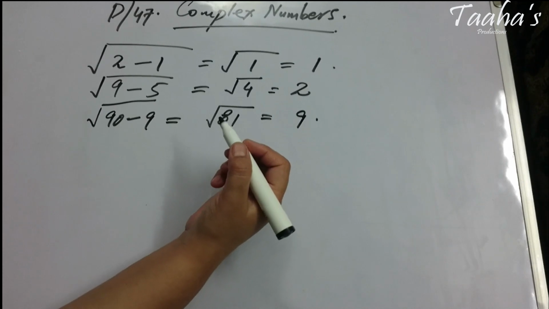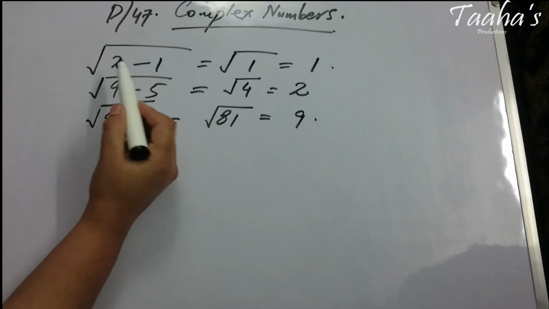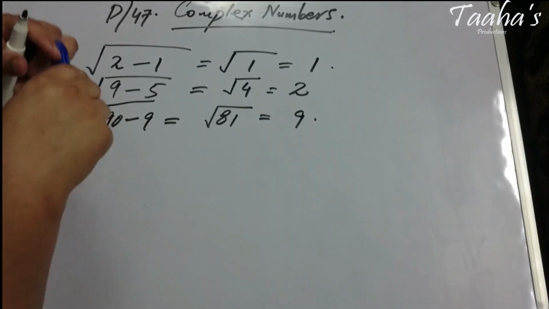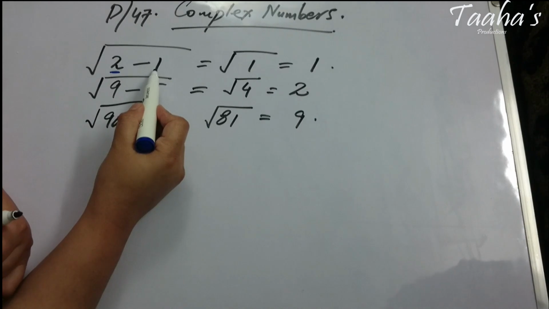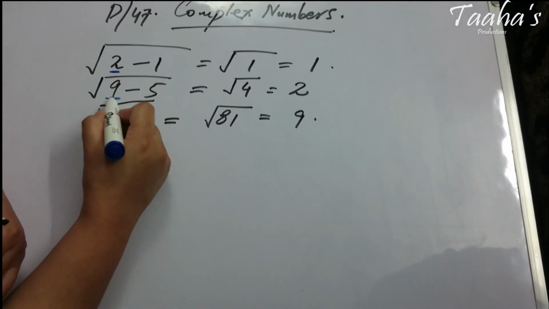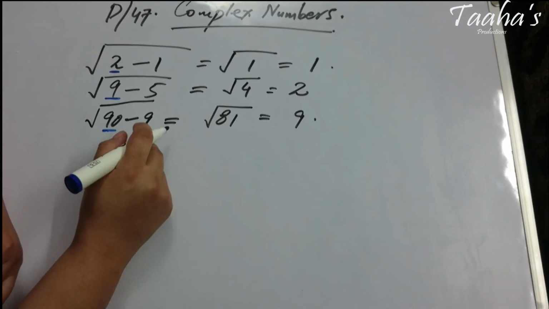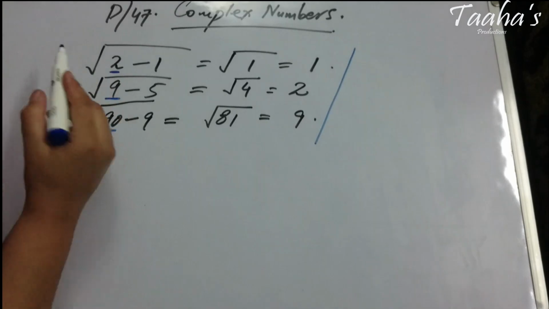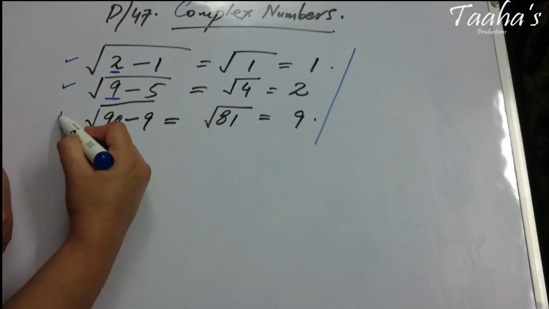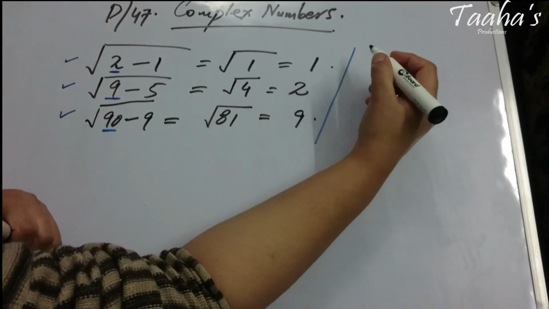Girls, have you noticed one thing? In these pairs of numbers, this number 2 is greater than the second number. Again, in the second example, 9 is greater than 5, and 90 is greater than 9. Now, if I change the positions of these three pairs of numbers under the square root, let's see what happens.